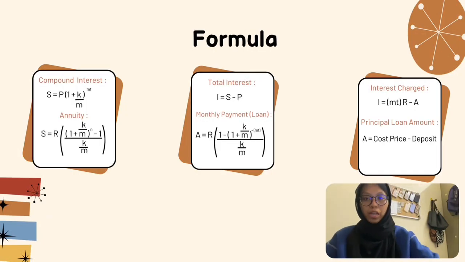Formula for monthly payment, also known as loan, A equal to R [1 minus (1 plus K over M) to the power of negative MT] over K over M. So next, formula for interest charge, I equal to (MT) R minus A. Formula for principal loan amount is A equal to cost price minus deposit.